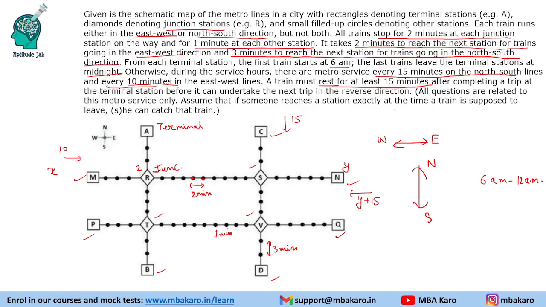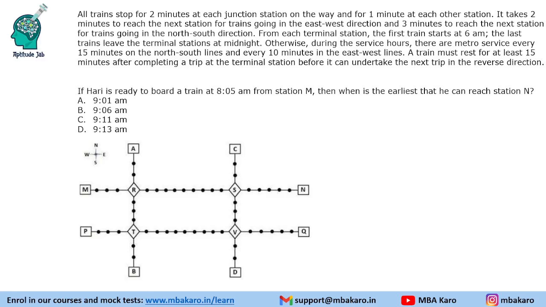All questions are related to this metro service only. Assume that if someone reaches the station exactly at the time a train is supposed to leave, she can catch the train. So suppose a train is leaving this station at 8:15, the person would be able to catch it at the same time. Okay, so that is the assumption that we need to take. Now this set is quite challenging, but it would have been simpler for those who have traveled by metro, especially people who live in the NCR region and use metros frequently, so they must be aware of the concept of metros. However, you need to adhere to these conditions as well.